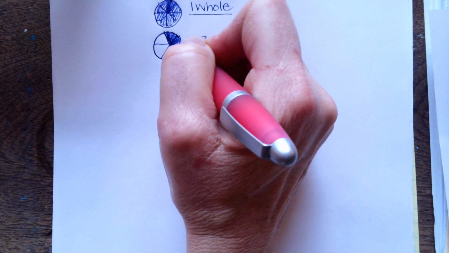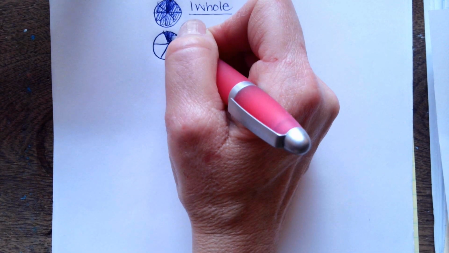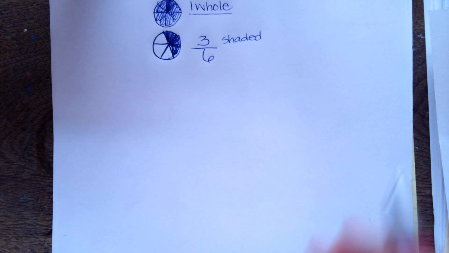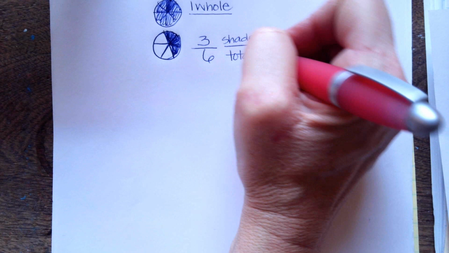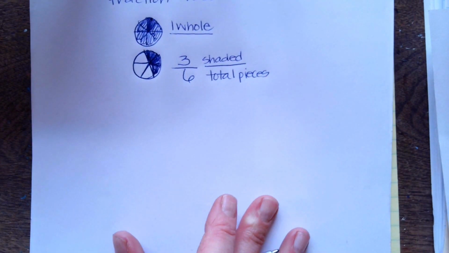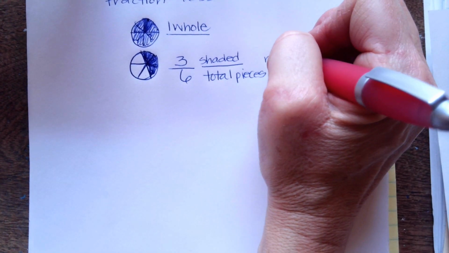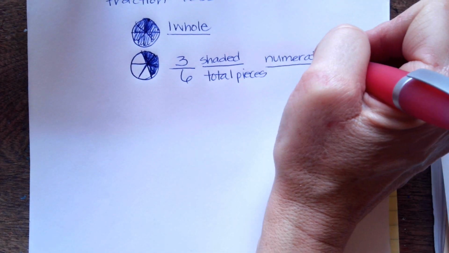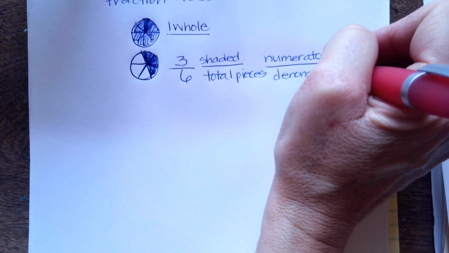So we have 1, 2, 3, 4, 5, 6 pieces. This is the shaded part, and this is the total number of pieces. Does that make sense? And then this is called the numerator, and that's the top number, and the bottom number is called the denominator.